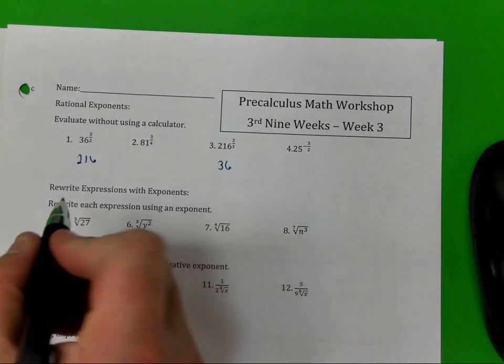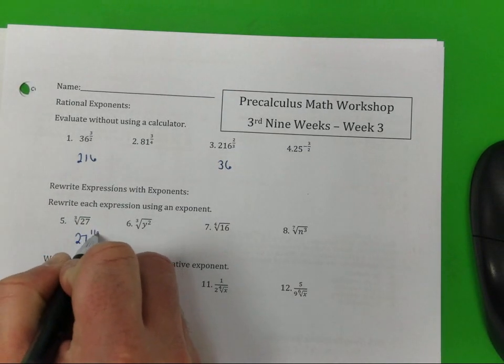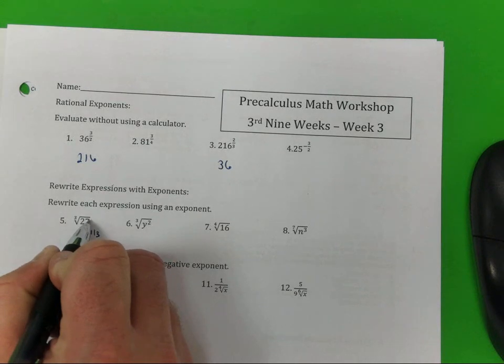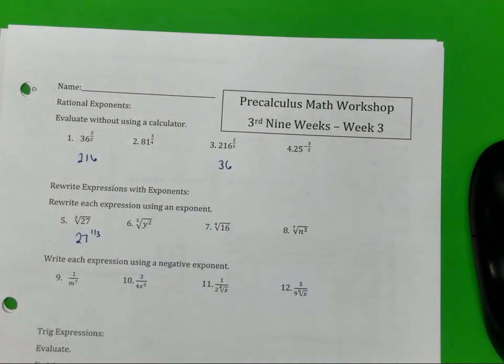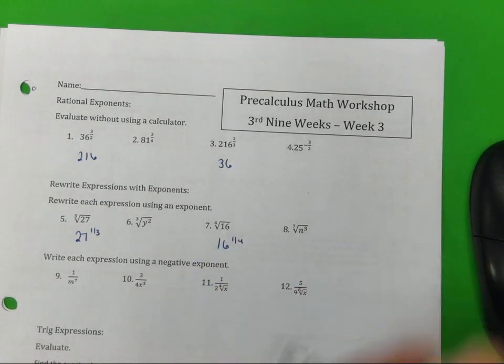It says rewrite each expression using an exponent. Okay? We're going to rewrite this. We don't want to find the answer, we just want to rewrite. That's going to be 27 to the 1/3. The cube root, and that's understood 1 power, so 27 to the 1/3. We write this, it will be 16 to the 1/4.